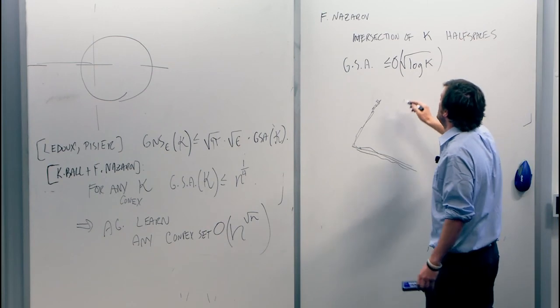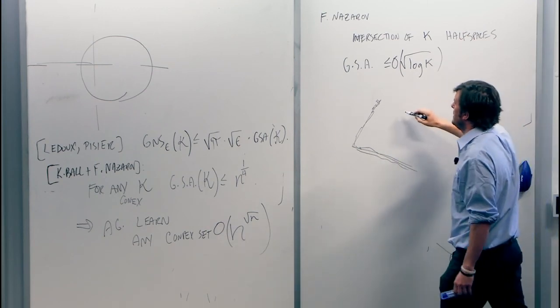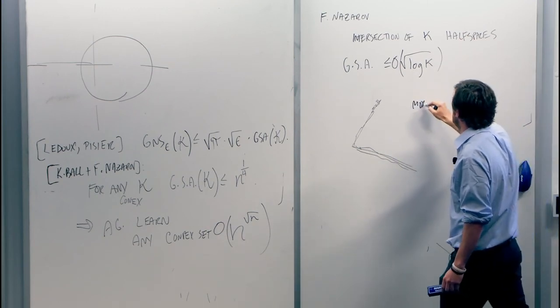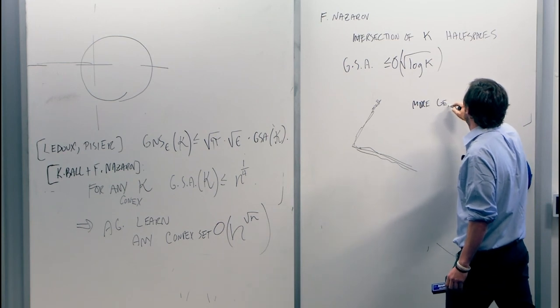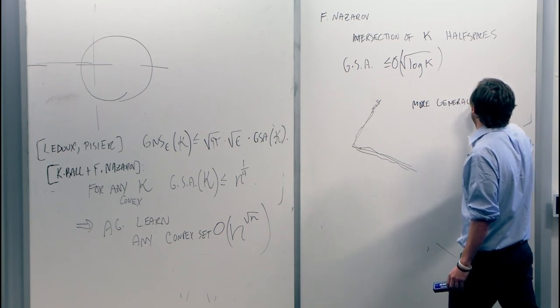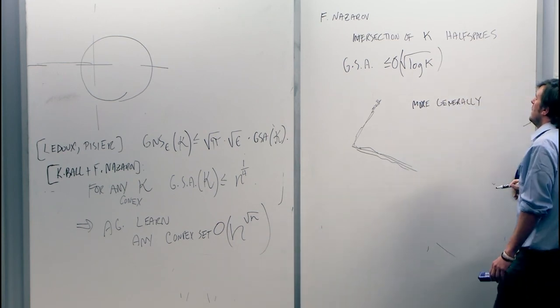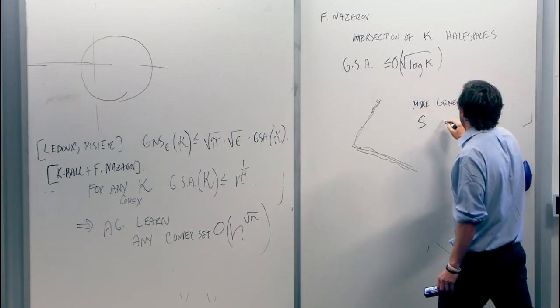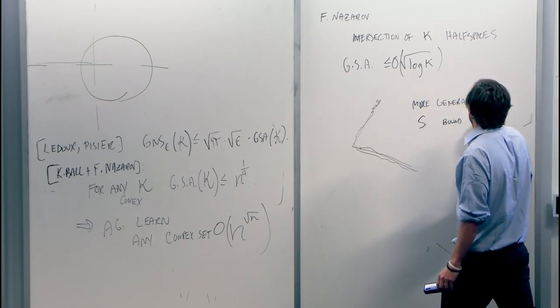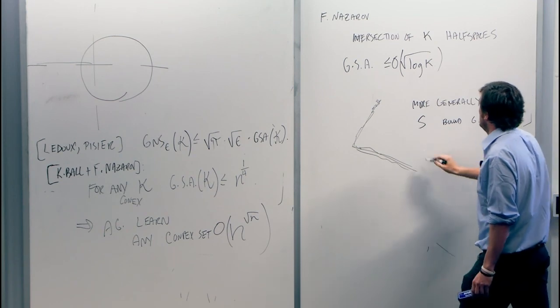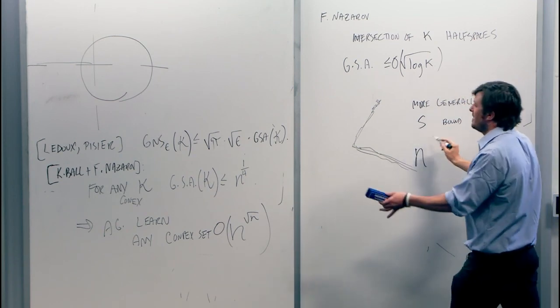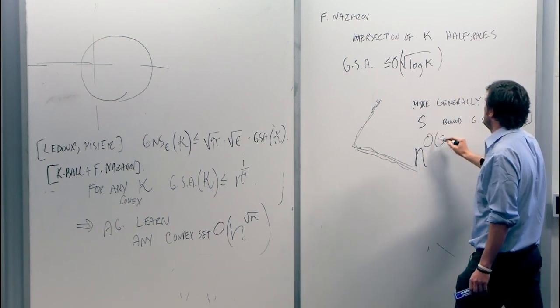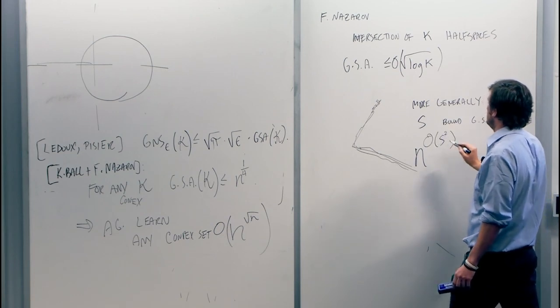And so I guess what I didn't state, I should say more generally: if S is a bound on your Gaussian surface area, then you can agnostically learn the concept class in time n to the order S squared.